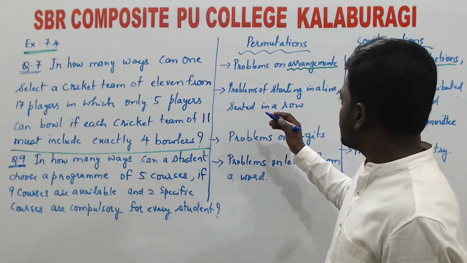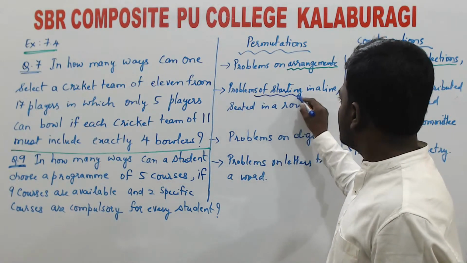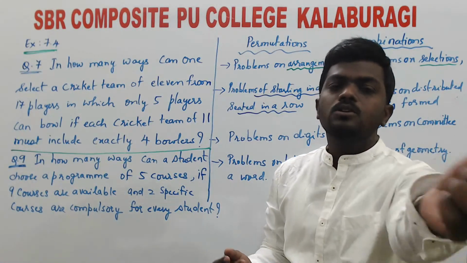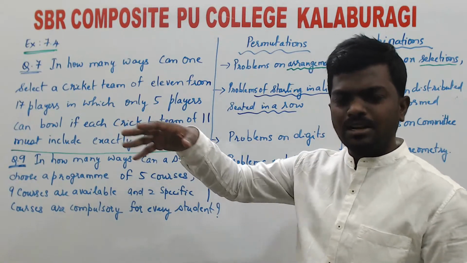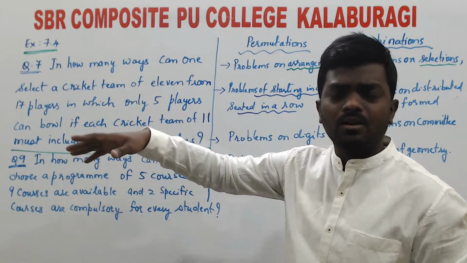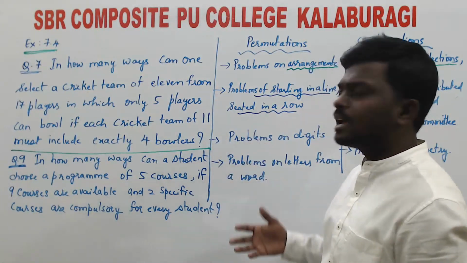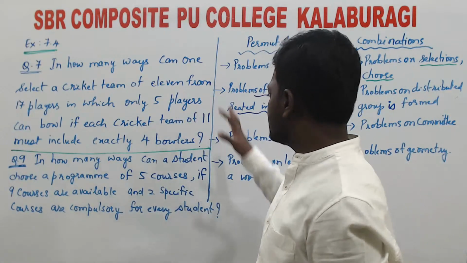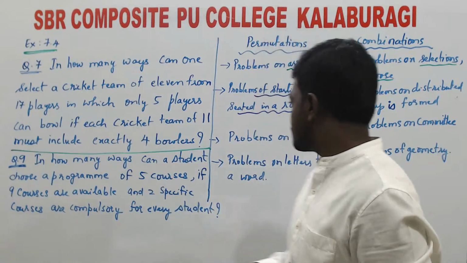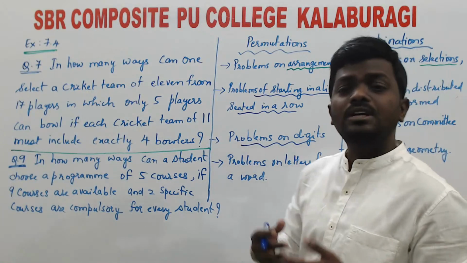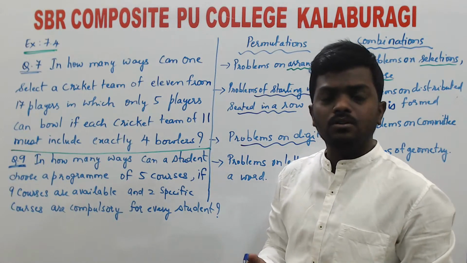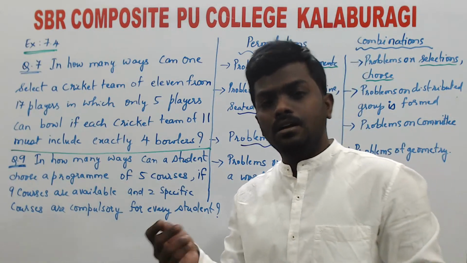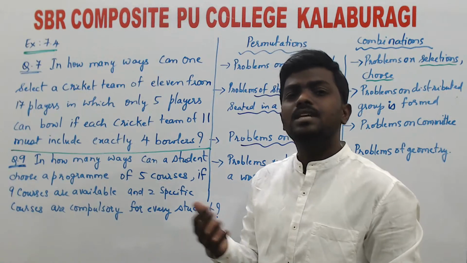You may have also come across problems on standing in a line, seating persons in a row. In the discussion paper we saw children made to stand in a line and arranged. Such concepts you have come across in permutation problems. Next, you may have come across problems on digits: form a 3 digit number, a 2 digit number, a 3 digit even number, a 2 digit even number.